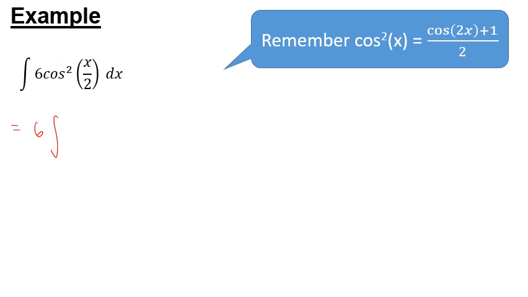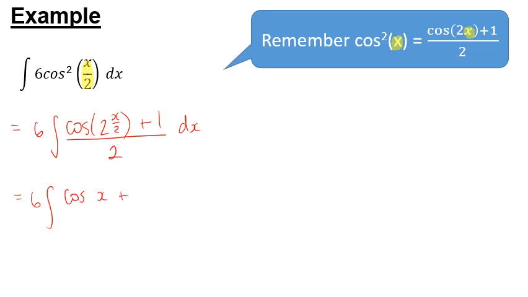But as you can see on this one, we haven't got cos squared of x. We've got cos squared of x over 2. So we can still use this formula, but where that x is, we just need to make sure we write x over 2. So it's going to look like this: cos of 2 times x over 2, plus 1, all over 2. And then, of course, 2 lots of x over 2 is really just x.